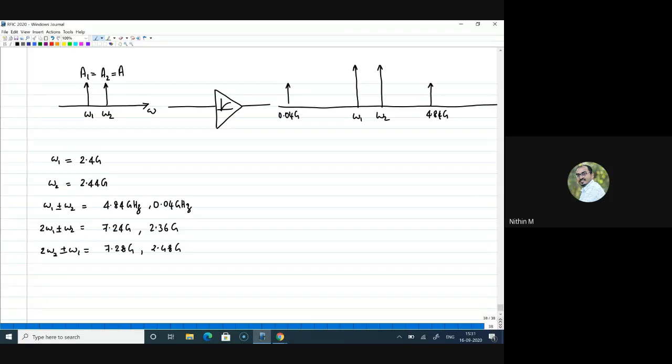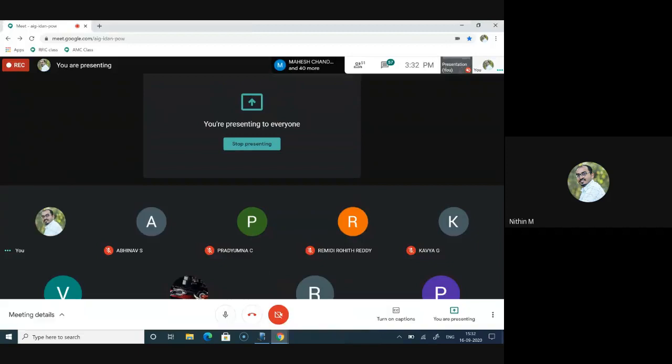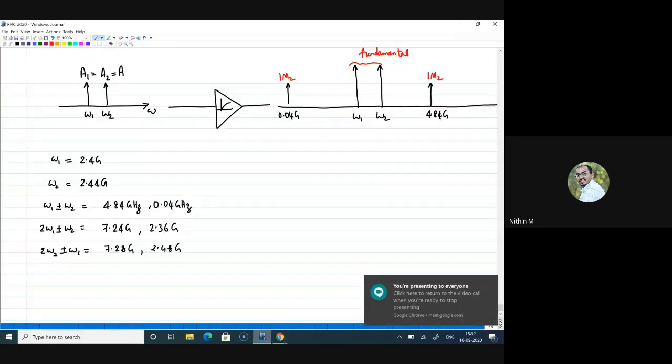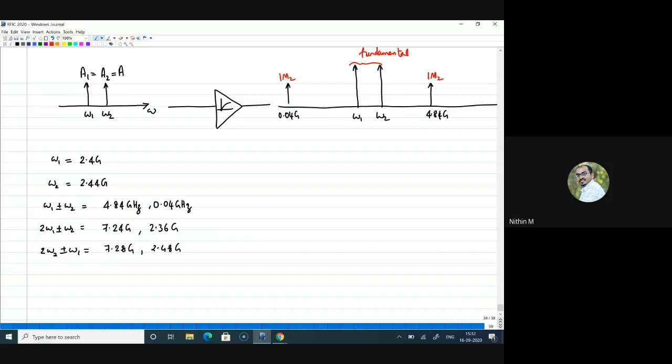So what are these terms? These two terms are IM2 terms. So this is IM2, this is also an IM2 term, right? And these two are the fundamental terms. Now if I mark 2 omega 1 plus or minus omega 2, I'll get one at 7.24. Yeah, one I'll get at 2.36, right? So 2.36 is very close. It is somewhere here.